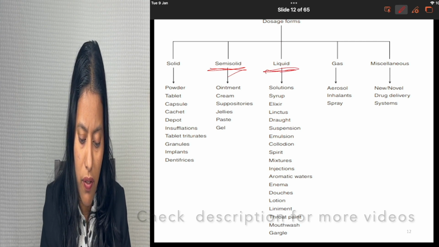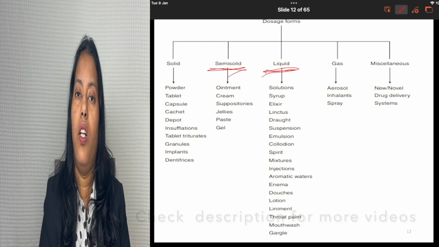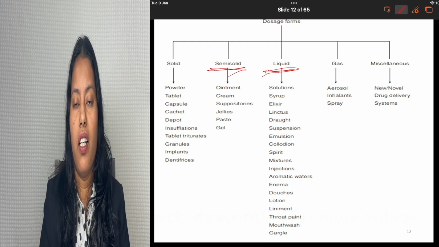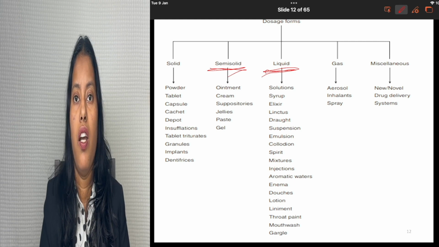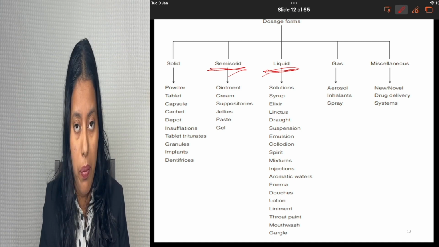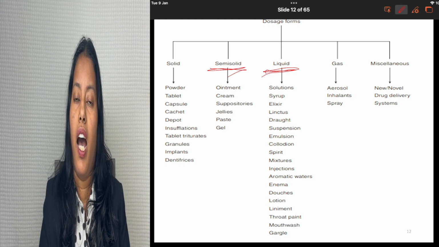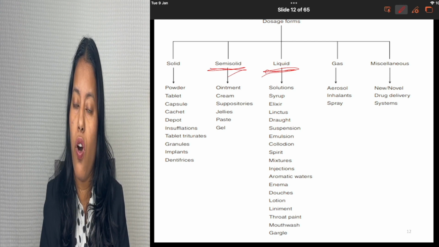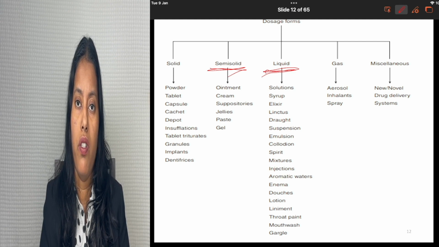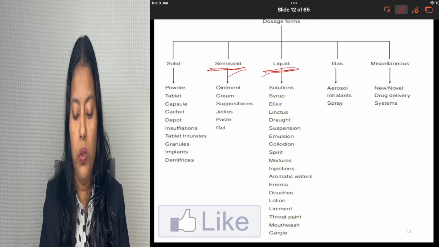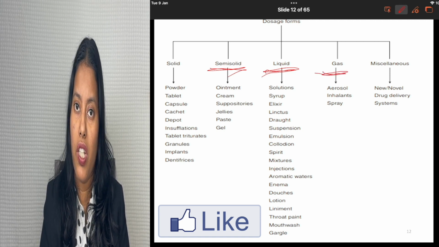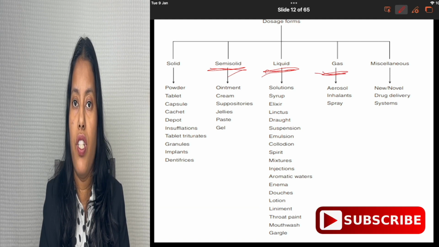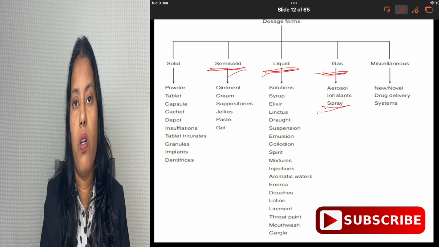You have liquid dosage form, that includes the lotion, liniment, elixir, syrup, aromatic waters, spirit, collodions, emulsion, suspension, mouthwash, mouth throat paint, gargles, eye drops, ear drops, nasal drops. So these are various liquid dosage forms which you can use. Then you have gas. These are basically various aerosols and inhalations, which are examples of the gaseous dosage form. Various sprays are also available.